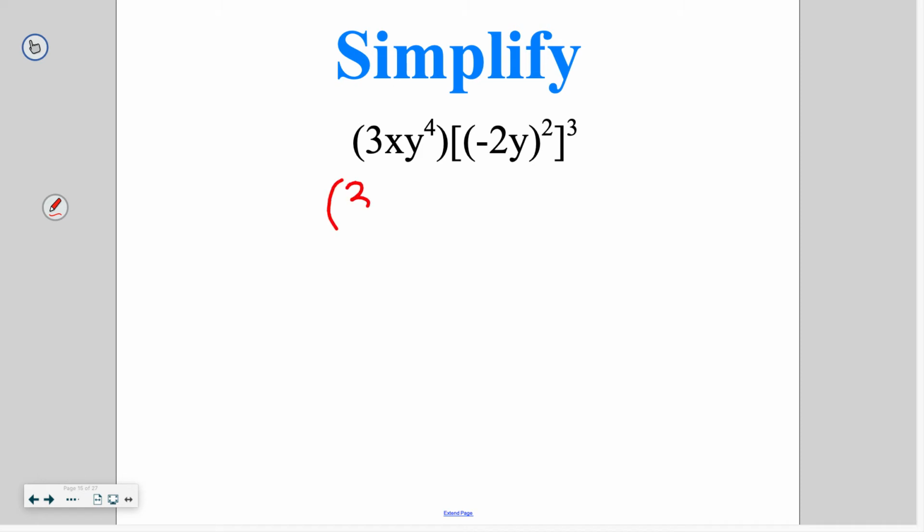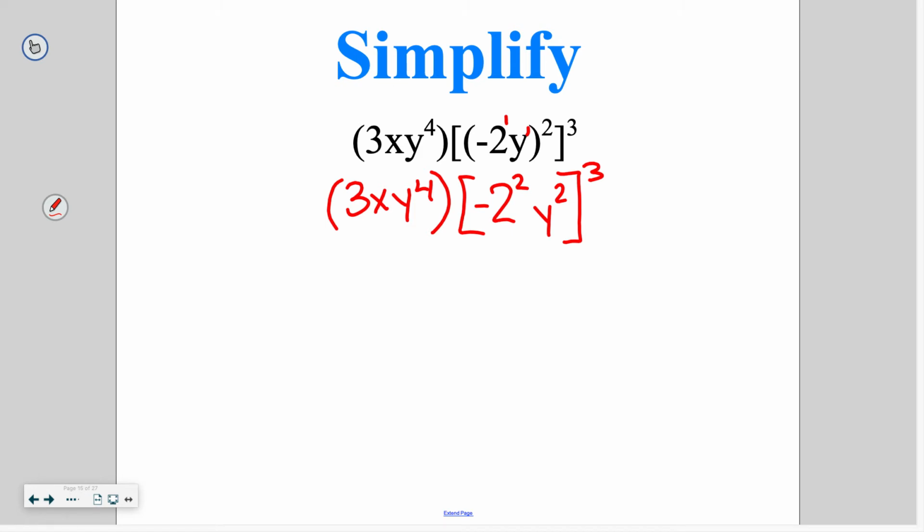So I've got 3xy to the 4th stays put. Now we're going to work from inside out. So I'm going to say negative 2 to the 2nd power, which is going to give me negative 2 to the 2nd. And then we've got y to the 2nd. And all of that is still raised to the 3rd power.